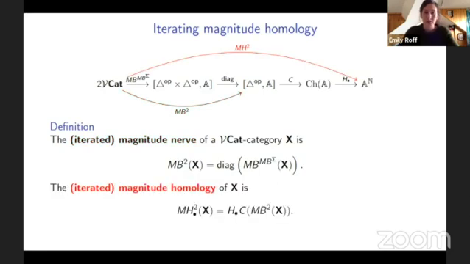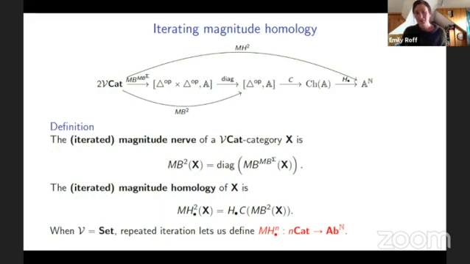And then the iterated magnitude homology of a V-category is defined to be the homology of the associated chain complex. If we want, we can continue iterating to define a magnitude homology for categories with a higher order enrichment. So in particular, this gives us magnitude homology for n-categories for any value of n. But today I'm just going to be talking about n equal to 2.